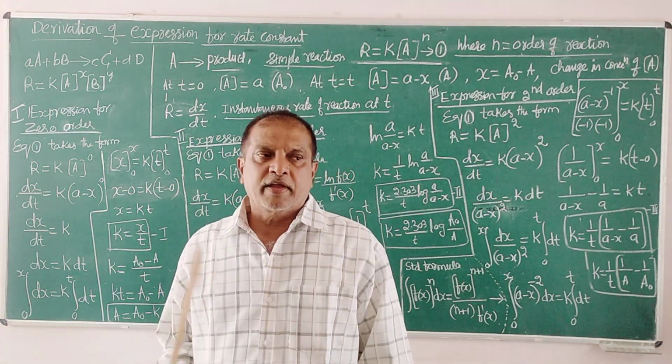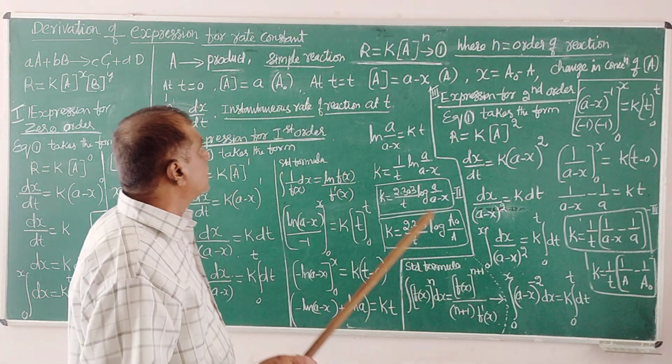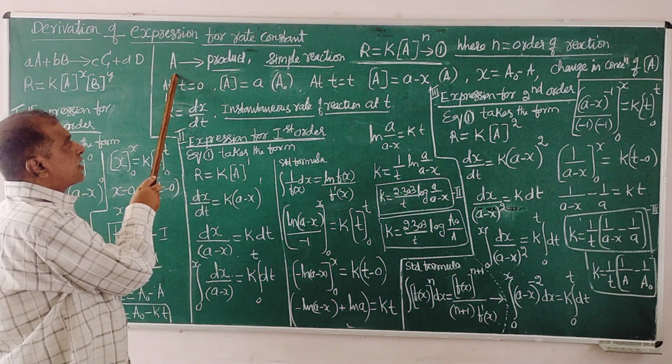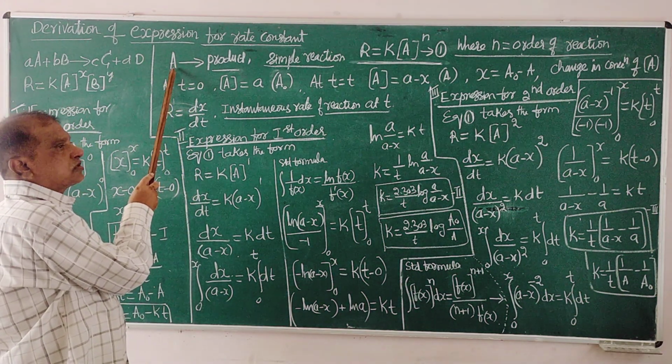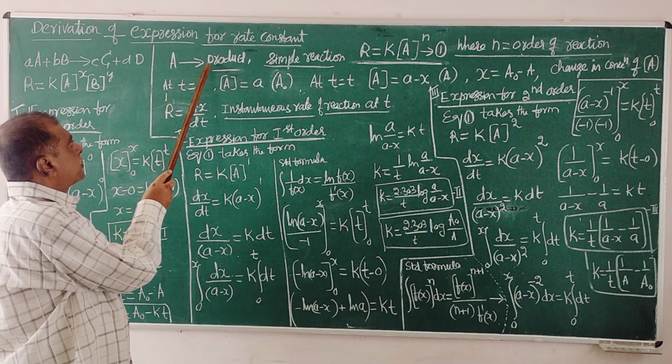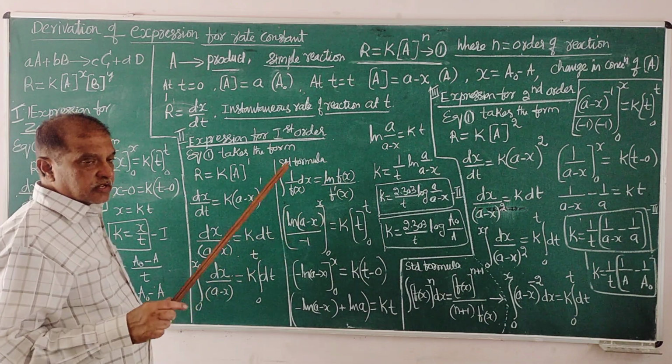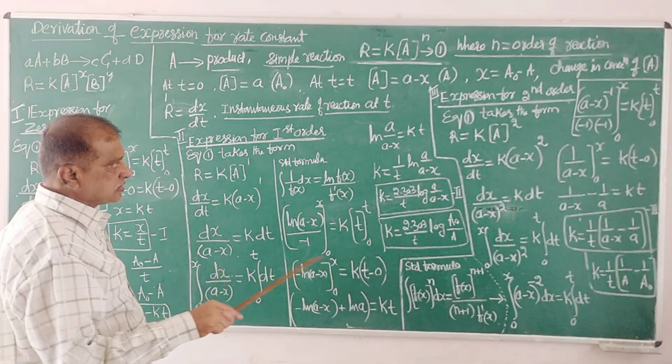Consider a simple reaction. A simple reaction is just one reacting system, a system of one reactant, A, which gives rise to a product. For these, derivations are easy. That is why we have this in the second PUC syllabus.